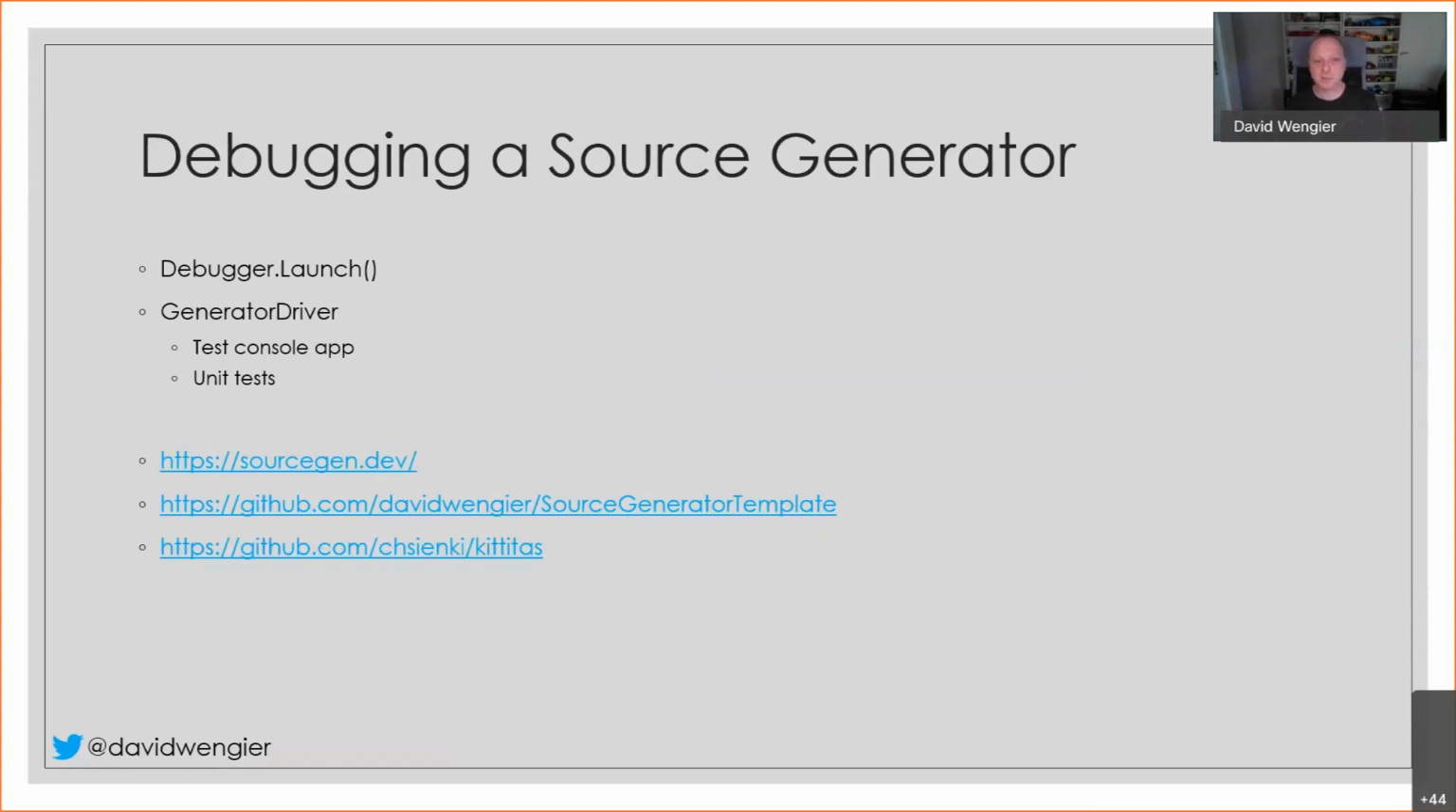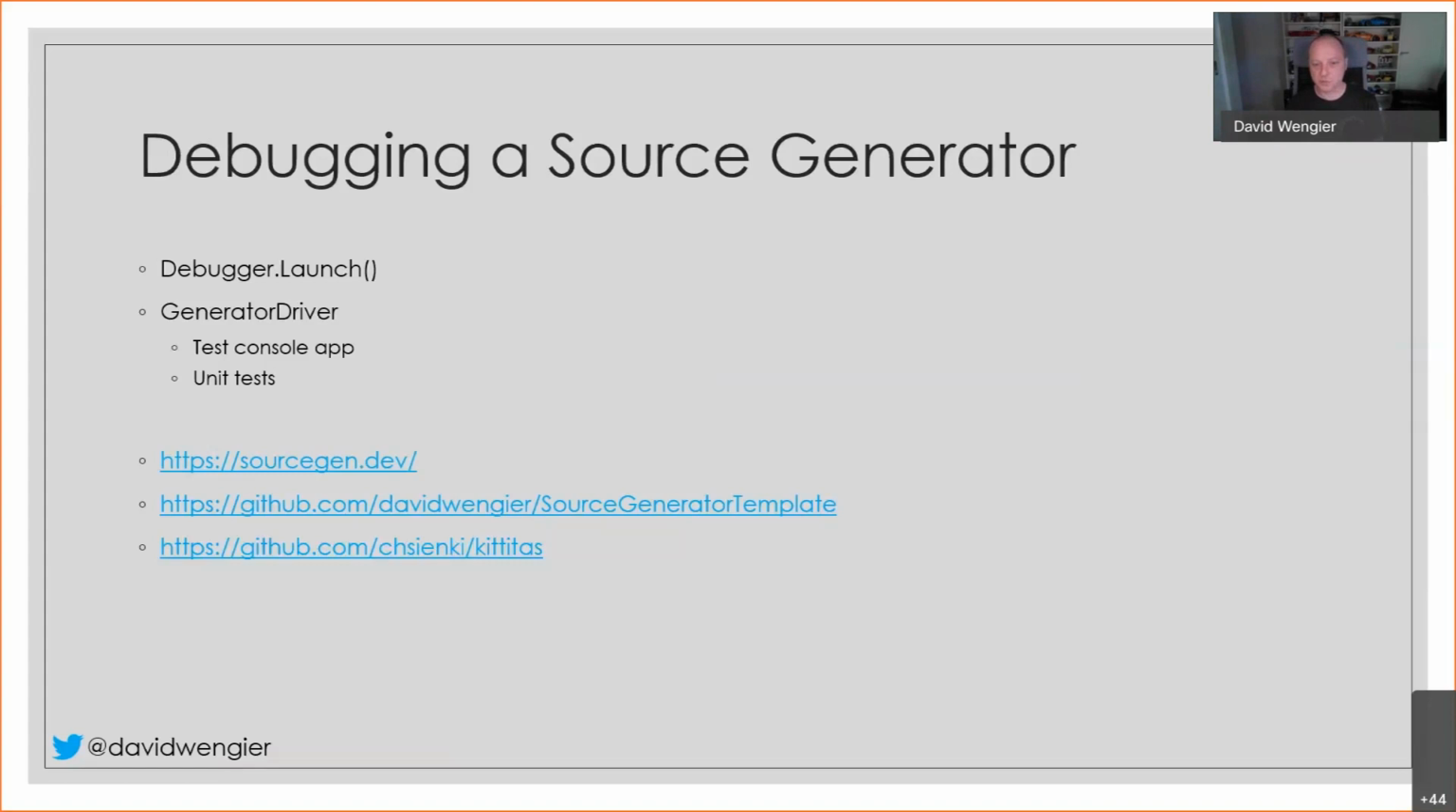There is a class in Roslyn called GeneratorDriver, which is designed for running source generators. And so you can use that to create a test app or unit tests. Personally, I find that to be the way to go. So there's a couple of links there. So sourcegen.dev, I will show you in a minute. That's essentially a tool I wrote just to try to make this stuff a bit easier to reason about really quickly when you're just starting out or when you're making minor changes.